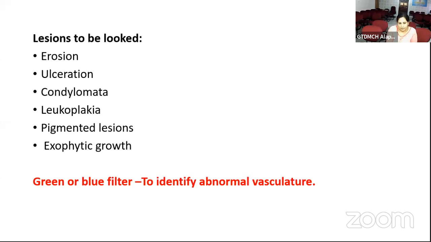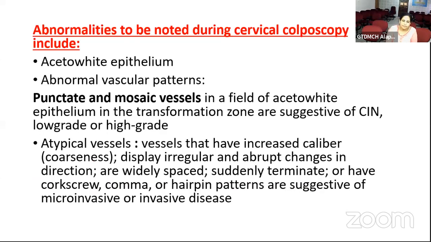Lesions that should be looked for are erosion, ulceration, condylomata, leukoplakia, pigmented lesions, and exophytic lesions. Any suspicious lesion, you can look at and go for biopsy. The green or blue filter is used to identify abnormal vasculature. That is done before applying acetic acid and Lugol's iodine.